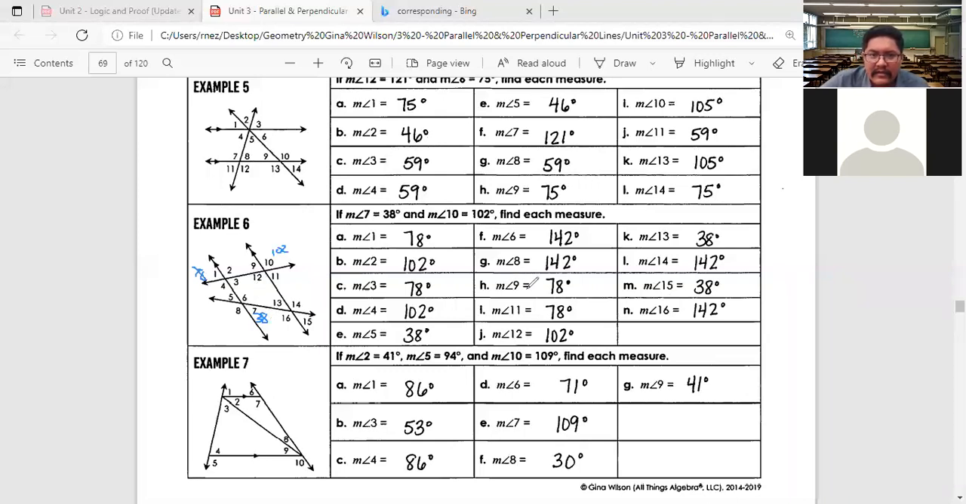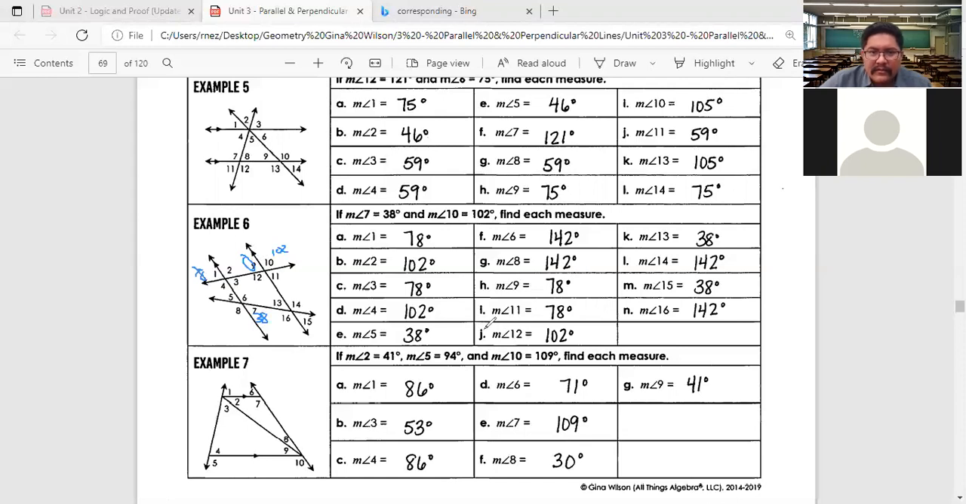All right, angle number 9. There's a couple of things you could do with this one. For instance, it's corresponding to 1, and you don't have to use the same ones they're using, because you could also use, well, this is a linear pair with angle 10, so make them add up to 180. So that's 2 ways you can get 78 right there. Angle 11, 9 and 11 are opposite of each other, so they would be vertical angles. Vertical angles across from each other are going to be the same measure. They're going to be congruent.